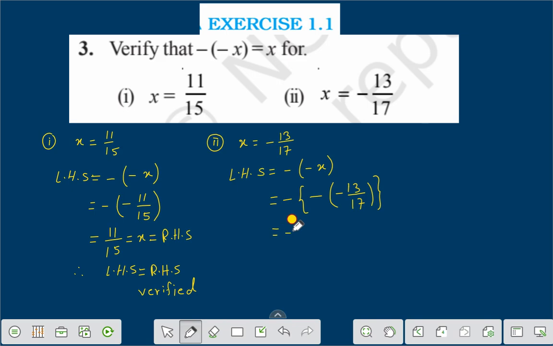We will find that it is minus, second bracket, minus into minus is plus, that is 13 by 17, bracket close, and we are getting minus 13 by 17, which is equal to x, and that is equal to the right hand side. Therefore, you can say that left hand side is equal to right hand side, and it is verified.